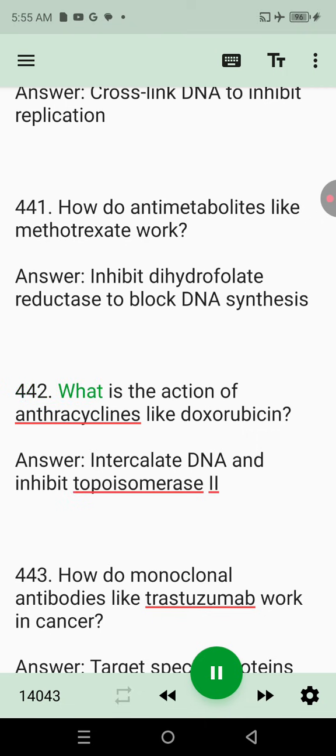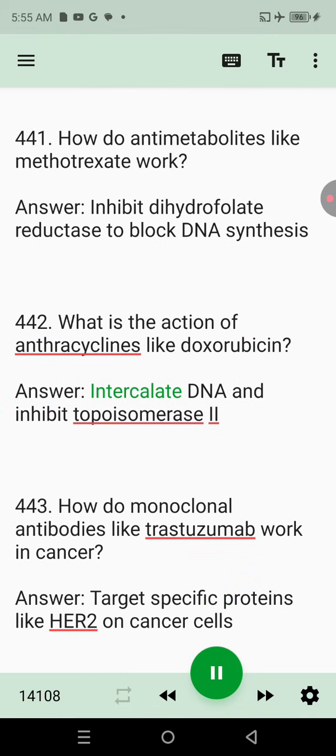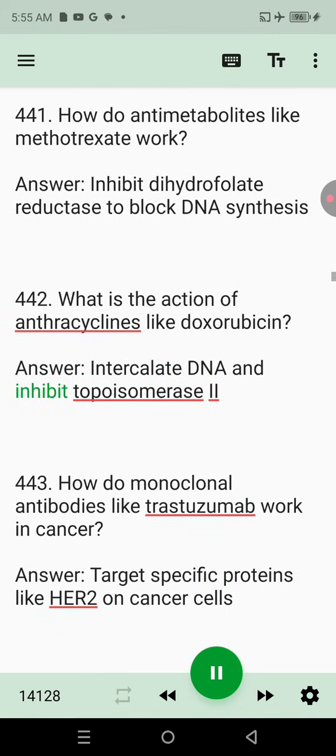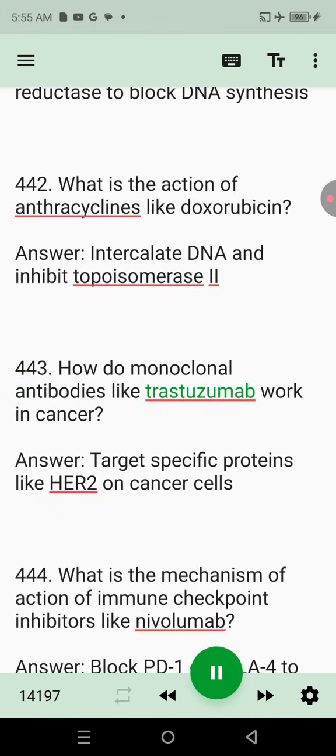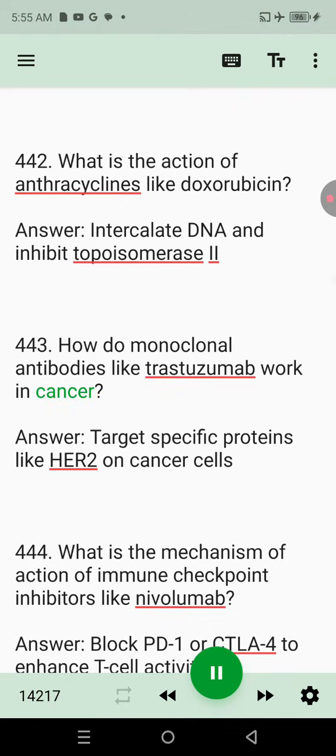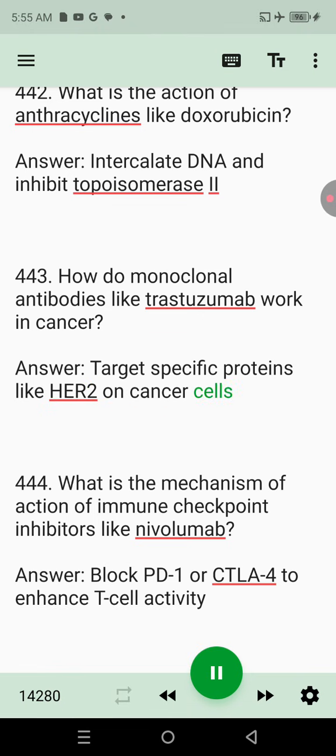442. What is the action of anthracyclines like doxorubicin? Answer: Intercalate DNA and inhibit topoisomerase 2. 443. How do monoclonal antibodies like trastuzumab work in cancer? Answer: Target specific proteins like HER2 on cancer cells.